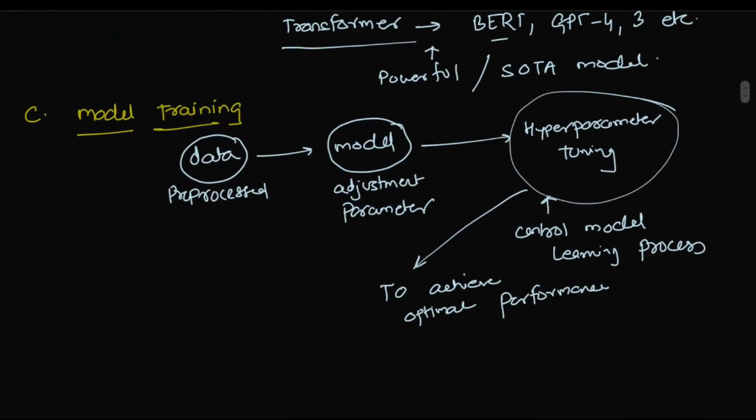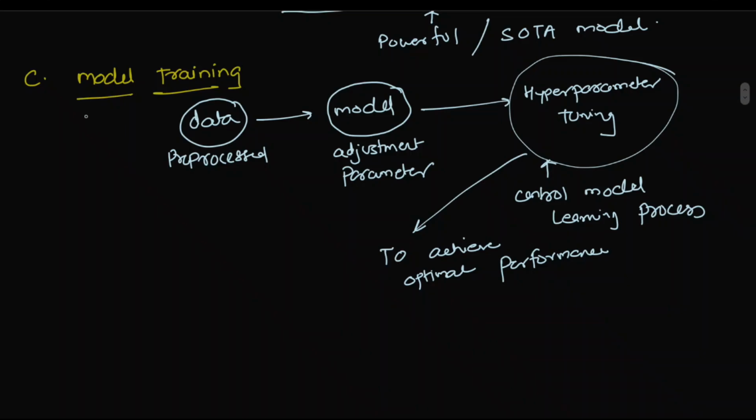After that, we go for model training, which is the last step. In this step we feed the pre-processed data to the model that we have selected, make a little bit of adjustment in the parameters, and do hyperparameter tuning to achieve optimal results. After that we get the final model. Now, is this the end? No, this is not the end.